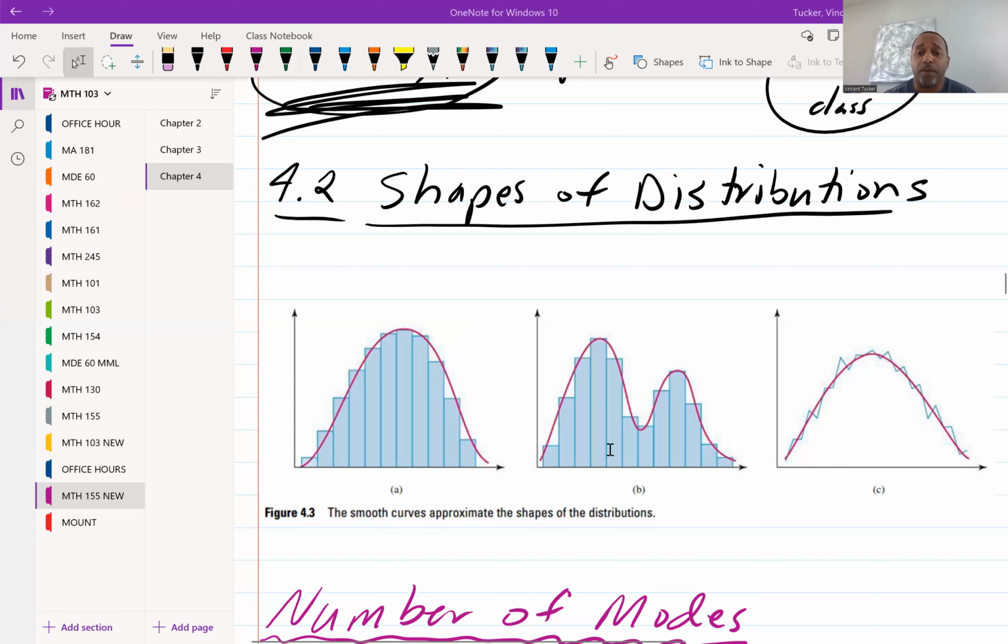And so right here, these first diagrams are just emphasizing the fact that we use smooth curves to approximate the shapes of the distributions. So you can see that we have these bar graphs here. We talked about bar graphs, but the curves approximate the shape. And then also we have line graphs, but the smooth curve will just approximate the shape that the line graph or the bar graph was trying to display.